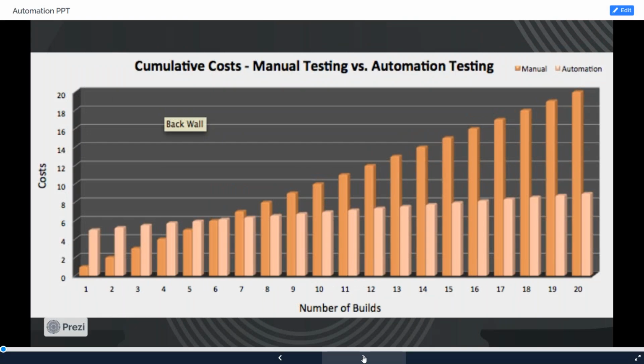So, is everyone able to see this graph? What does this graph depict? Initially, at the start of the project, the automation costs are a little higher than manual efforts, but over a period of time, after multiple builds, it saves considerably on cost. I think cost gets reduced over a period of time. Okay. How about others?